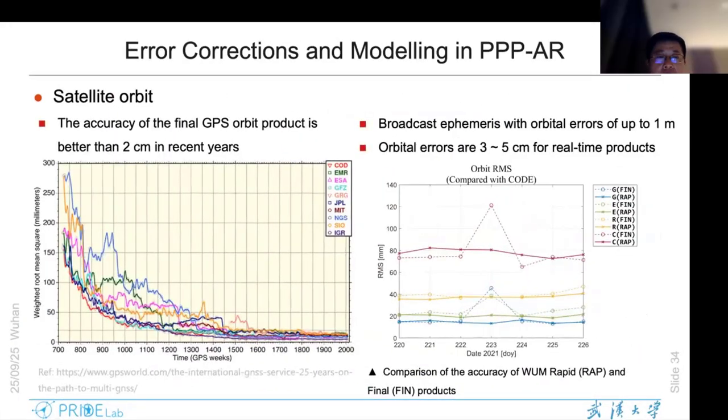The satellite orbits. This is the temporal evolution of the GPS satellite orbit precision. This is a comparison between the orbit products from different analysis centers. So you can see the orbit precision converge over the past 2 decades, and now we have the precision at the level of a few centimeters. This is also the case for the Galileo orbit errors, and the BDS orbit errors are a little bit worse compared to GPS and Galileo.